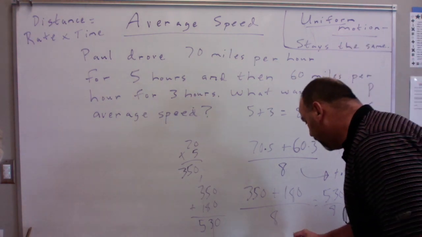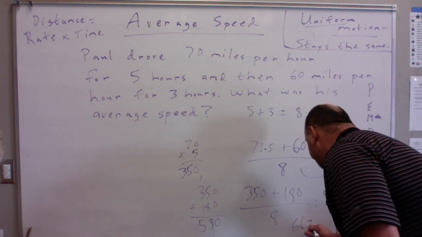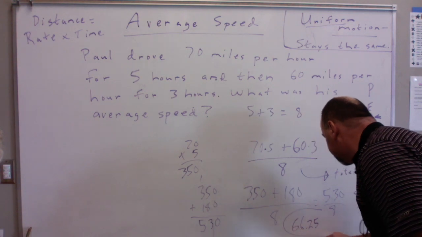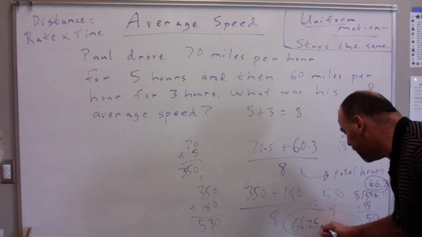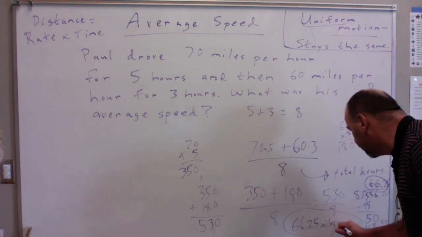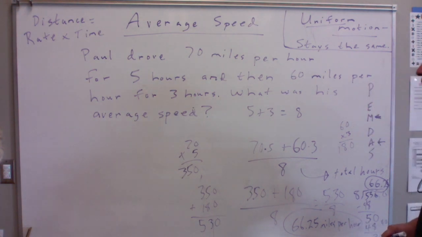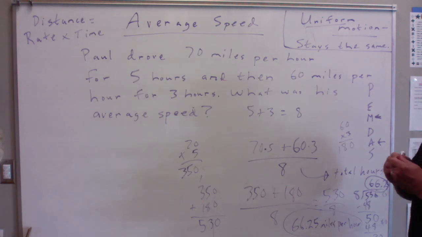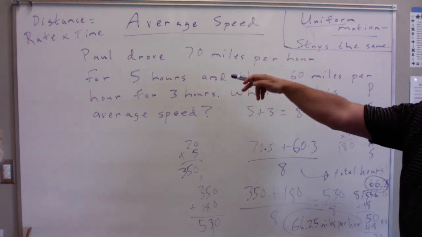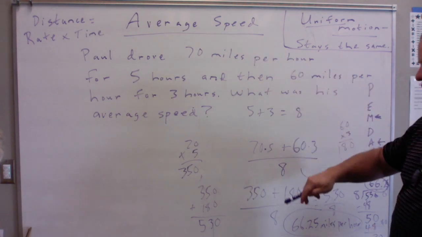So that's how fast the average speed would be: 66.25 miles per hour. And that's how we find the average speed given two different rates at two different times.